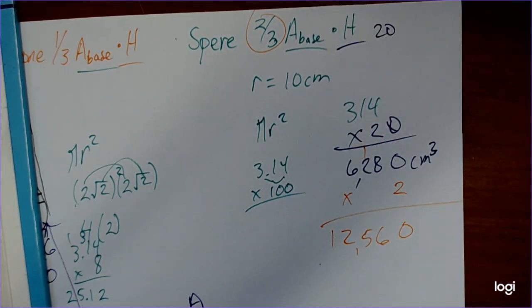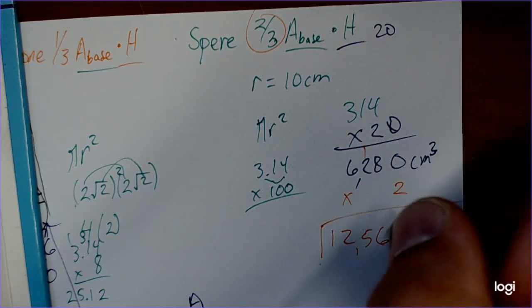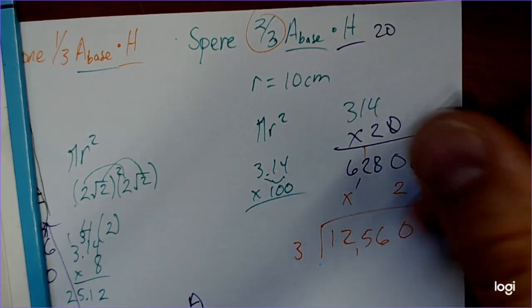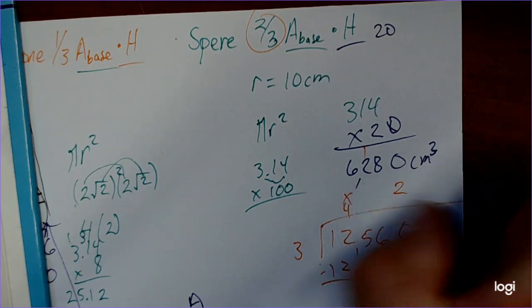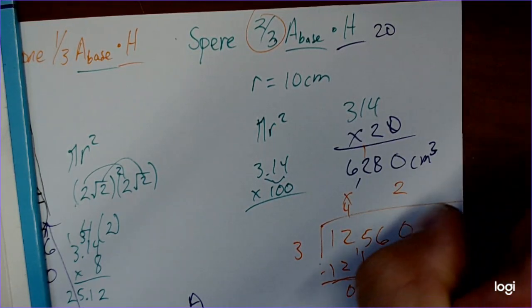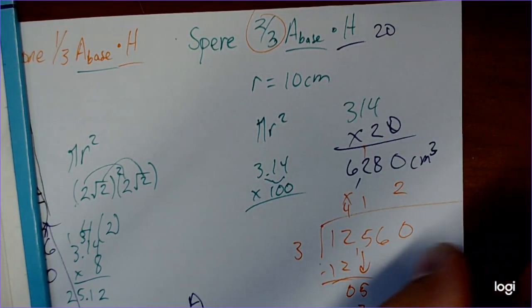So I'm at 12,560. Now I have to take this number and divide it by 3. 3 goes into 12 4 times. 3 goes into 5 once.